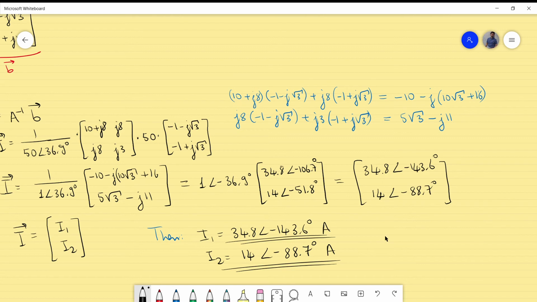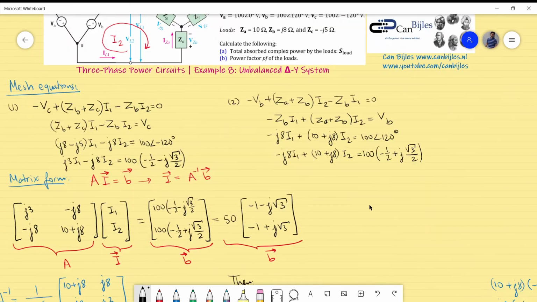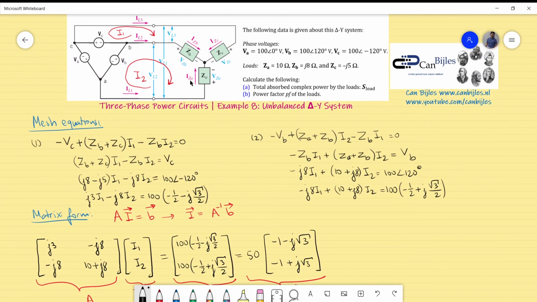And if I know the mesh currents, I can just continue with the analysis, because all of the other required values, load currents and others, depend actually on I1 and I2, which I have now developed. So I will move on to the total absorbed complex power. What do I know for the complex power? I can use several formulas. I need the current and the impedance, or the current and the voltage, or the voltage and the impedance. It depends on the situation. Because I know the currents, I can develop the formula for the apparent power using the current and the impedances, because I know both.